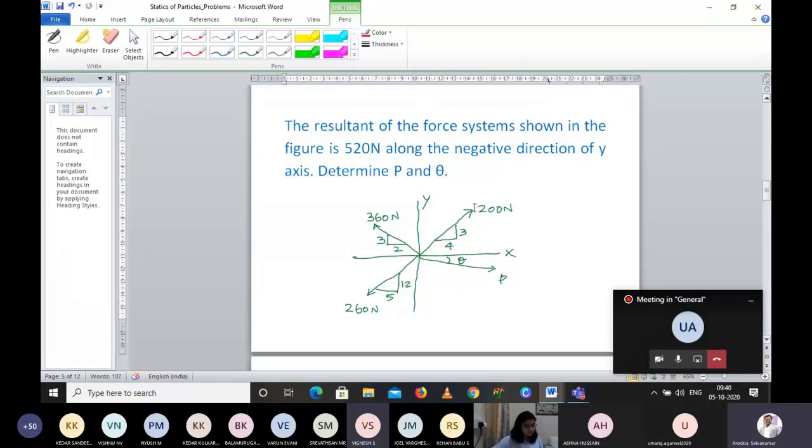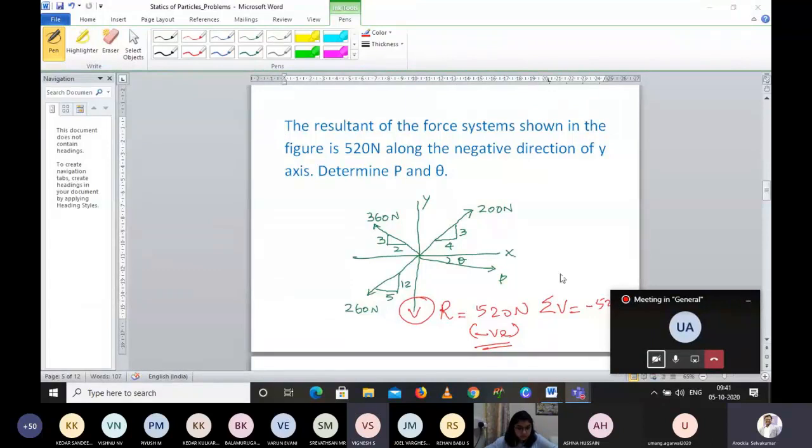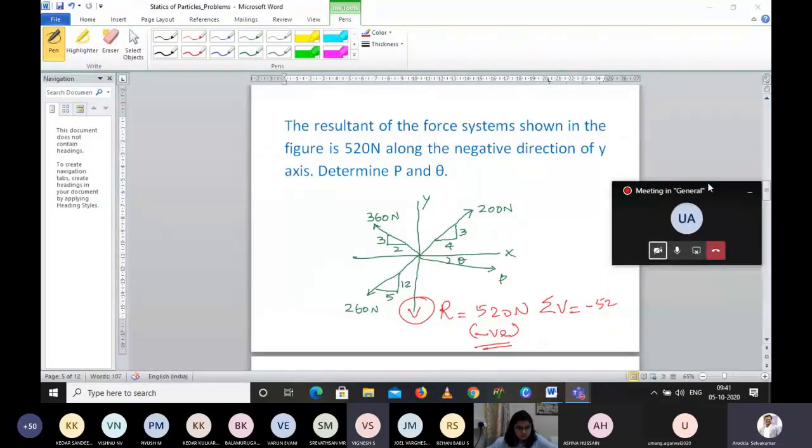So you have to take a note that from this figure, here is your resultant, the value of 520 Newton. So when you are writing, it should be negative. Negative sign you have to put. Please make a note of it. Okay, summation of vertical forces will be minus 520. Not 52. It's 520.